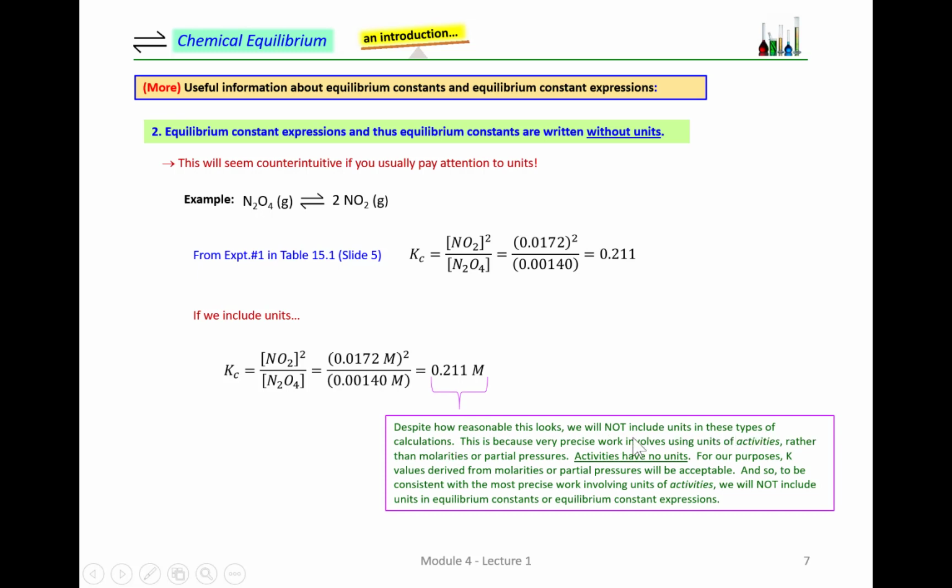And the reason for this is that very precise work with equilibrium constants and equilibrium constant expressions actually involves using quantities called activities rather than molarities or partial pressures. Activities have no units. Now, for our purposes, K values derived from molarities or partial pressures will be acceptable. And so to be consistent with the most precise work involving activities, we will not include units in equilibrium constants or equilibrium constant expressions. That probably doesn't disappoint you.